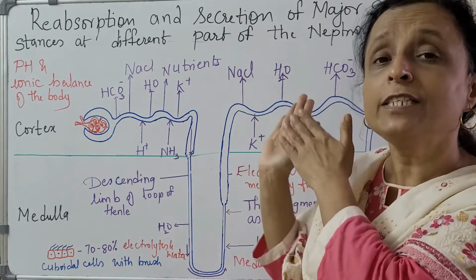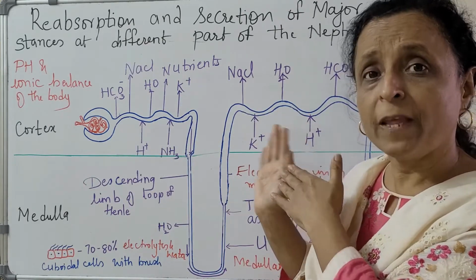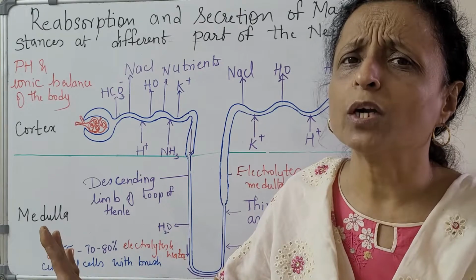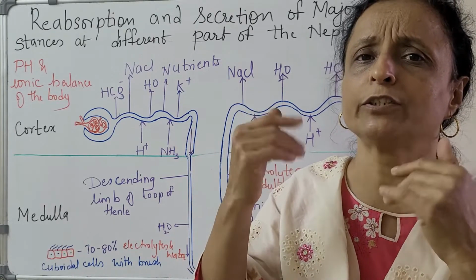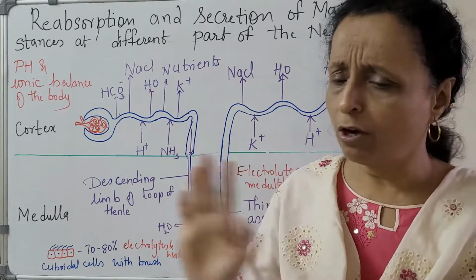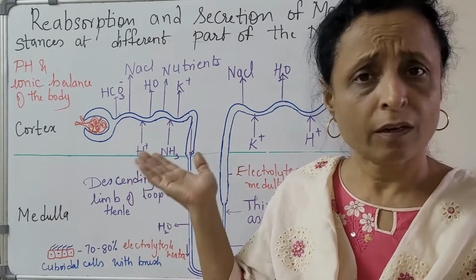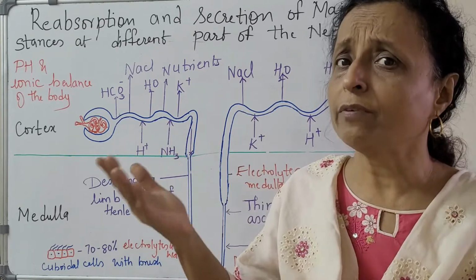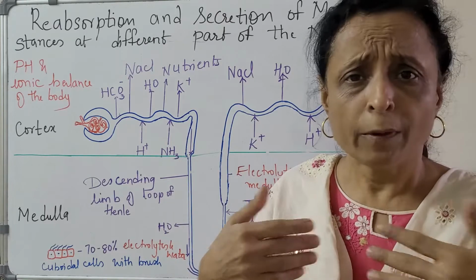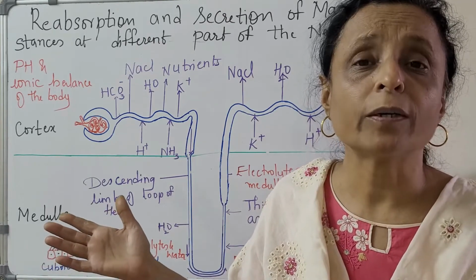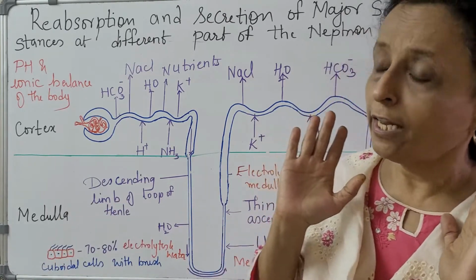Now the reverse will take place in the ascending limb. It is impermeable to water and permeable to electrolytes. Water is not going to enter. Neither will it come out nor will it enter. It will not enter because it is impermeable to water, but it is permeable to electrolytes.